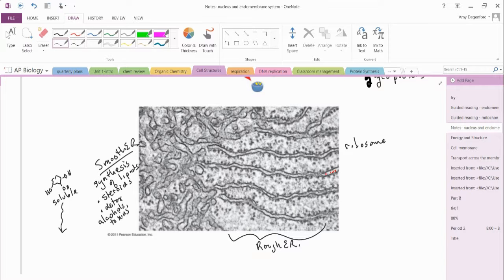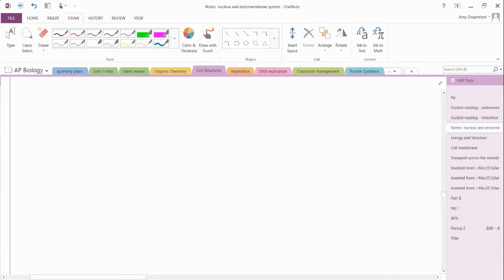The smooth ER can be involved in carbohydrate metabolism, also calcium storage in the case of muscles. So we'll get to that in specific examples, but that's kind of an interesting sideline right now.